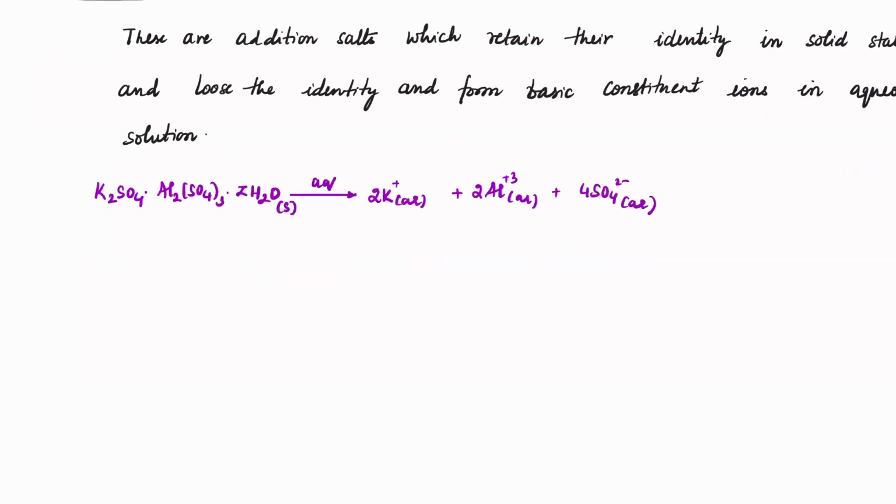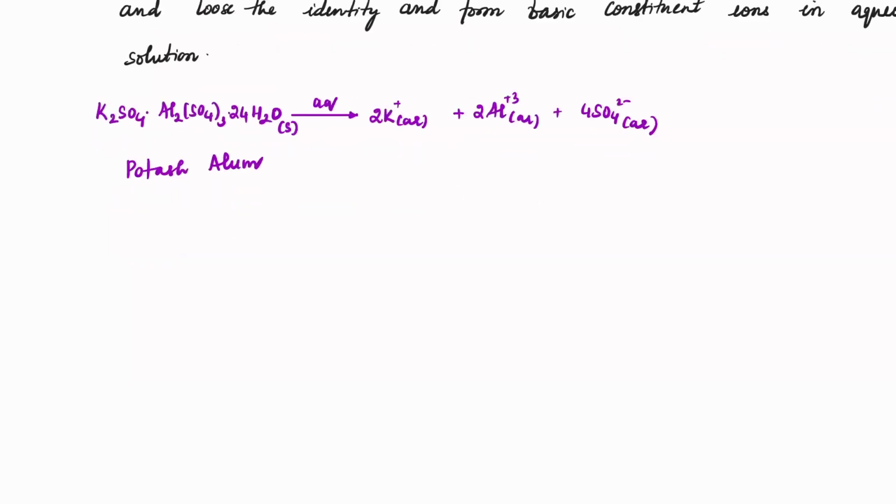So I'm not able to exactly separate out K2SO4 and Al2(SO4)3 because these are two different salts. Instead of identifying them as salts, we are identifying them as basic constituent ions. Basic constituent ions means these ions cannot be further split into smaller ions. The example which I have written here, if it was 24H2O, is called potash alum, one of the very important double salts which you will be learning over time.